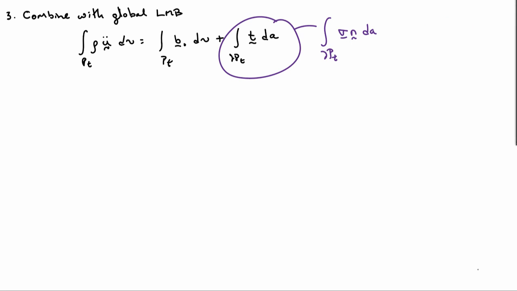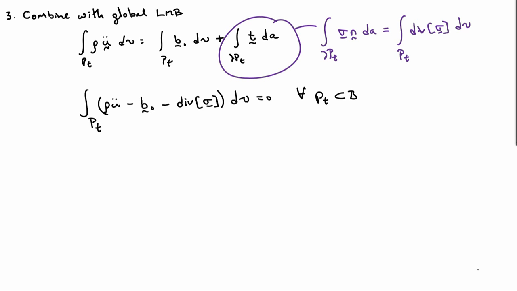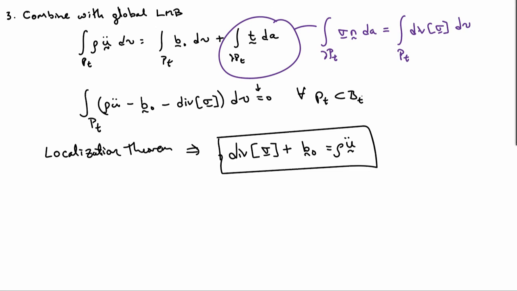And I will now apply the divergence theorem to that to show that that's equal to the integral over the part Pt of the divergence of sigma. We can pull all of these terms over to the left-hand side, and then they will be equal to 0. And this statement needs to hold for all parts Pt of the body Bt. And so I can use the localization theorem, and that's going to tell me the divergence of sigma plus the body force is equal to the density times the acceleration.